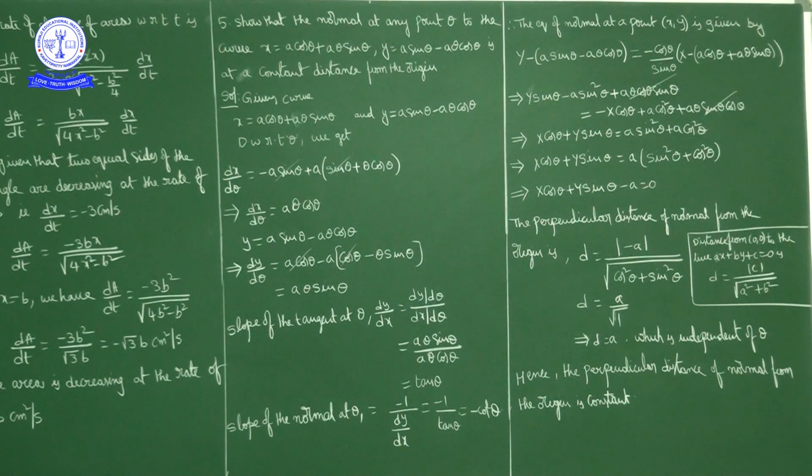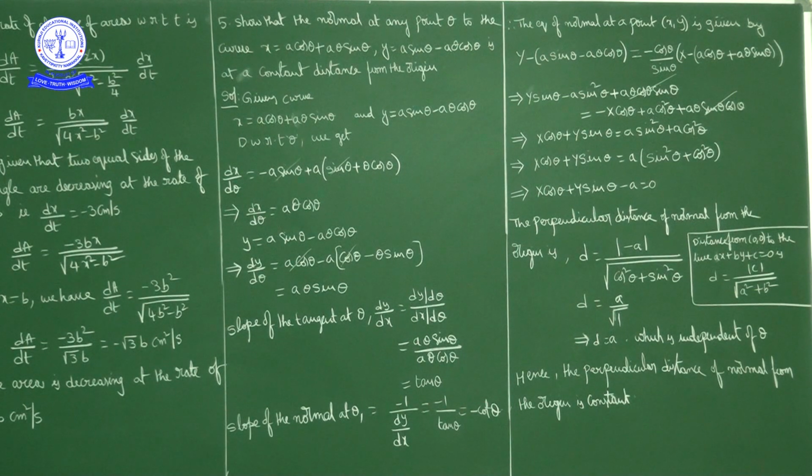Now dy by dx, but here x is given in terms of theta and y is given in terms of theta. So first dx by d theta. Dx by d theta, how much did we get? A theta cos theta. Dy by d theta, how much did we get? A theta sin theta. Slope of the tangent is dy by dx equal to dy by d theta upon dx by d theta. That we got as tan theta. So the slope of the normal is minus 1 by the slope of the tangent, minus 1 by tan theta, nothing but minus cot theta. This is the slope of the normal.